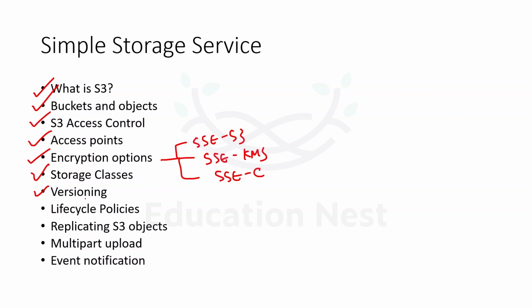Then we have versioning, which allows us to maintain multiple versions of the same object. We'll be talking about lifecycle policies to transfer our objects into different storage classes according to some rules that we design. Then we have replication of S3 objects for making our data durable. We'll be talking about multi-part upload and event notification. So as you can see, we have a lot to cover in this particular module.